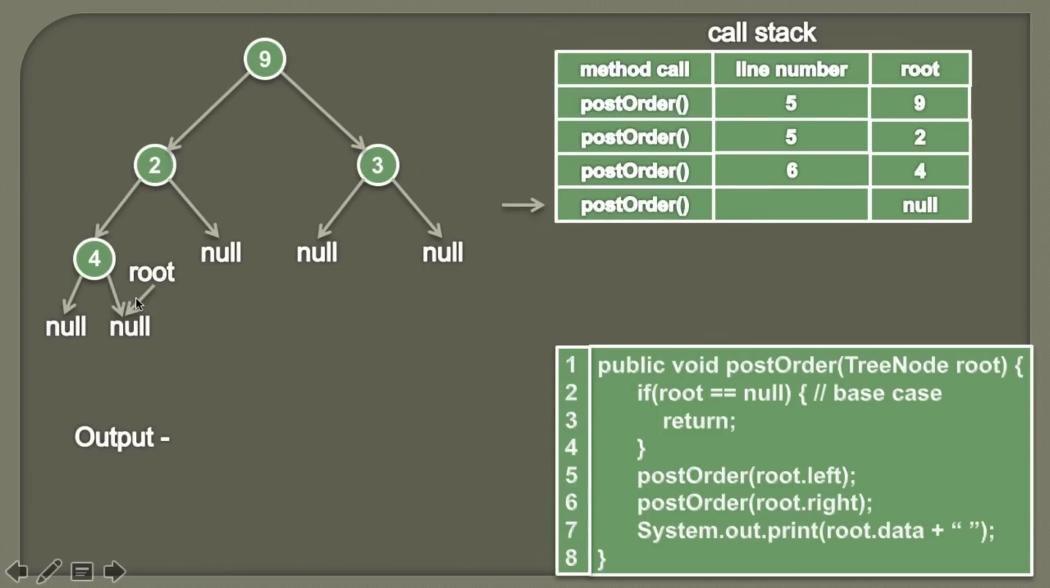Moving ahead. We will check in the if logic whether root is equal to null or not. So currently you can see root is equal to null. So therefore we'll simply return from this method. And as we return from this method, we know that this method is executed completely. So this would be removed from the call stack. And the point of execution reaches to the post order which actually called this method.